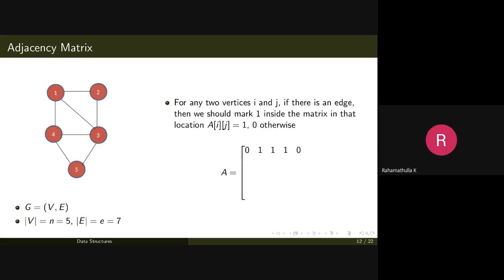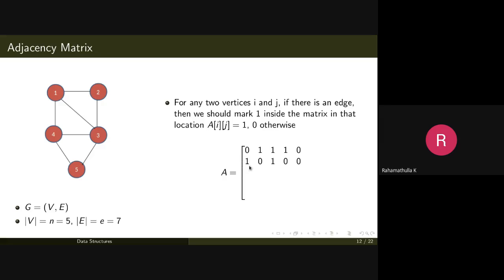So we'll be taking a matrix of n by n, where n is the number of vertices, in this case a 5 by 5 matrix, and A[i][j] equals 1 if there is an edge. For example, 1 to 2 there is an edge, so you'll mark it as 1 here. 1 to 3 there is an edge, so 1 3 is marked 1. 1 4 there is an edge, so we'll mark it as 1. 1 5 there is no direct edge, so we'll mark it as 0. So this is the first row in the adjacency matrix representation.